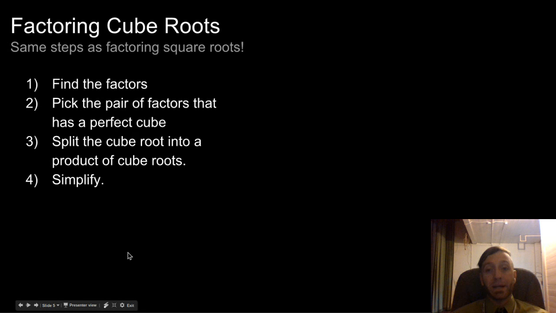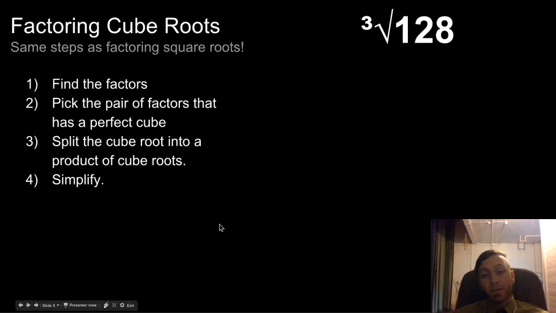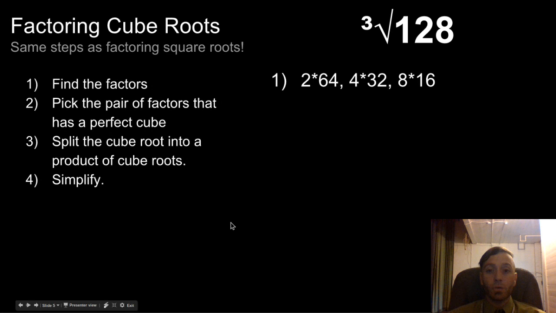Okay, so how to factor a cube root? Same steps that we used for square roots. Find the factors, pick the pair of factors that has a perfect cube, split the cube root into a product of cube roots, and simplify. So for example, we're going to try and find the cube root of 128. What are our factors? 2 and 64, 4 and 32, 8 and 16. Which one of those is a perfect cube? 64 is. So we're going to split that into a product of cube roots.